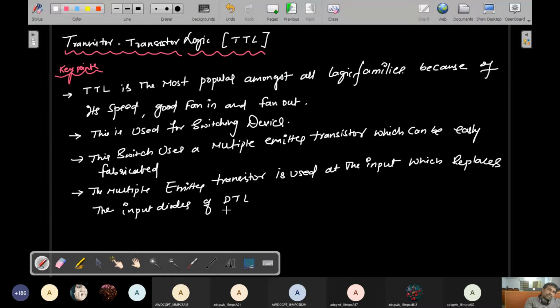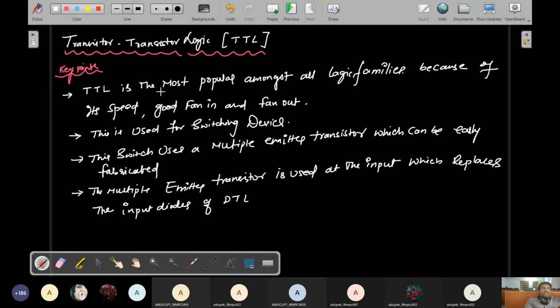And how I take the inputs from these transistors: I use one transistor whose emitter terminal is connected to multiple inputs. That is the reason it is very popular, and it has speed because transistors are more accurate than diodes. That is the reason it has speed and good fan out, meaning its efficiency on the input side and output side is very advanced. So that is the reason it is very popular.